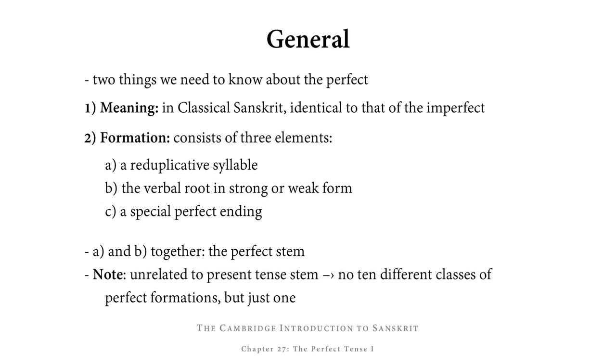First, a so-called reduplicative syllable. Second, the verbal root in either strong or weak form. And thirdly, a special perfect ending. A and B together, so the reduplicative syllable and the verbal root, form the perfect stem, and that means that the perfect stem is unrelated to the present tense stem, and that means that there are no 10 different classes of perfect formations, but just the one that we need to learn for all Sanskrit verbal roots.